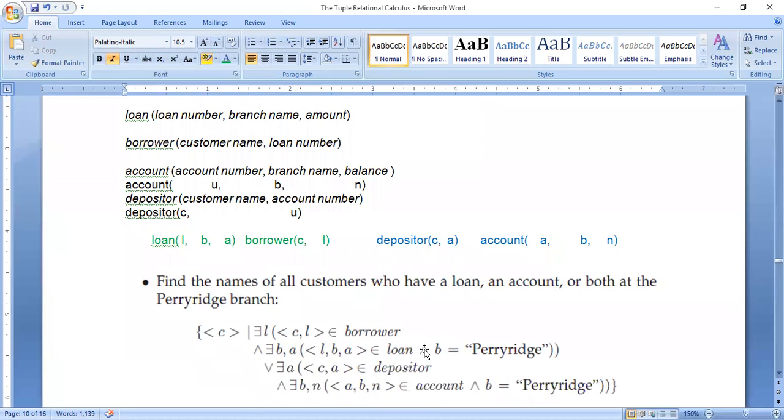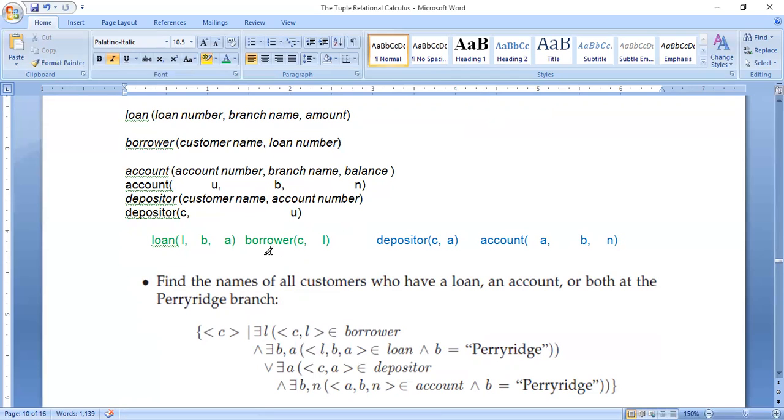Now different from the previous one in which we were using the join, here we have the union operator. So when we are using the union operator, the first part of the query, that means find the names of the customers who have a loan, will be taken from these two relations, loan and borrower, and the second part of the query, find the customers who have an account, will be taken from depositor and account. These first two relations, they will be using the join.